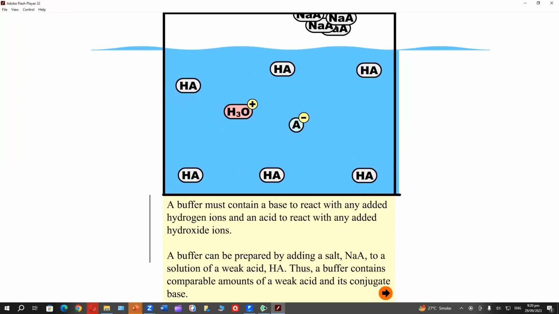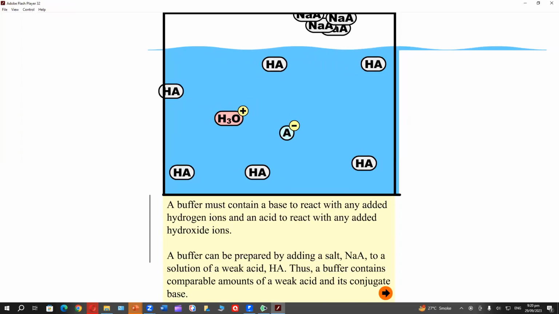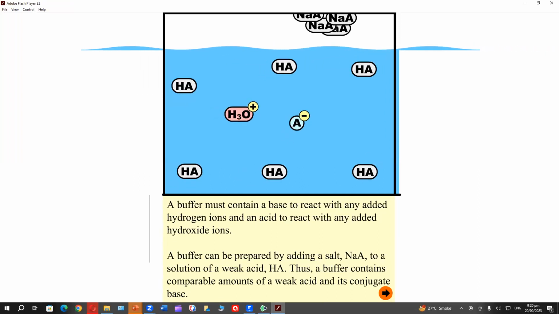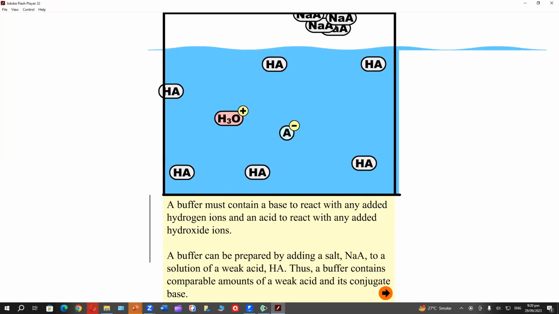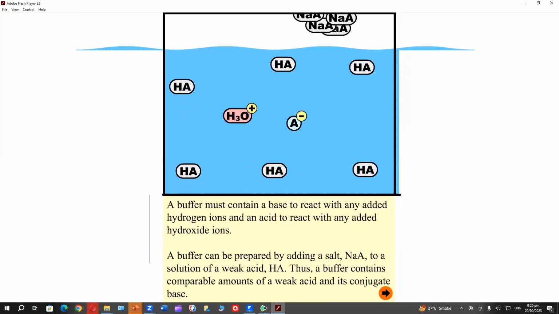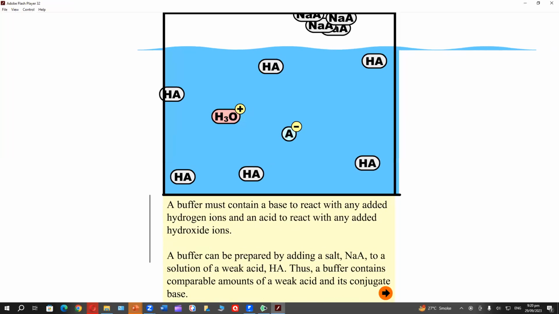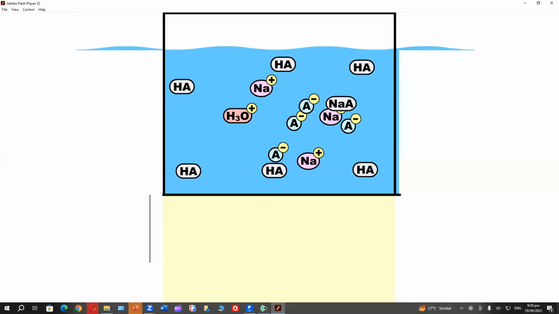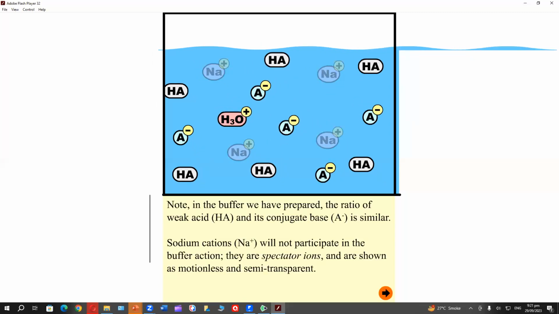Now this is a solution. You identify, hopefully, H3O+, our old friend. H3O+ is called the oxonium ion, and it is formed when H+ reacts with H2O. Now, we have added a soluble salt.